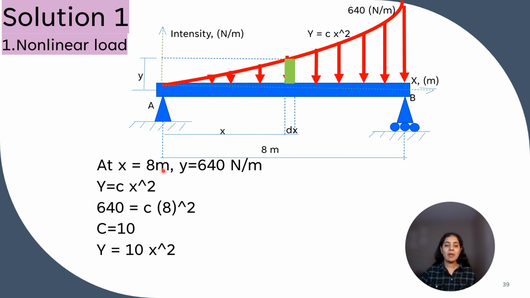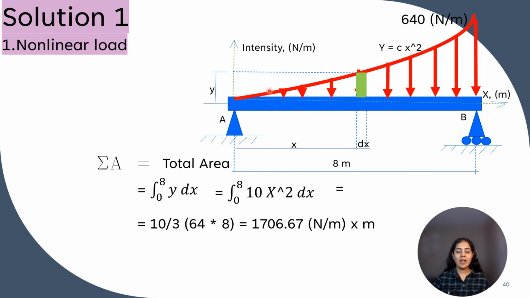As we have considered this strip of length dx at a distance x from support A, now we will apply this equation at x is equal to 8, that is at B. The intensity y is 640 Newton per meter. It is given. So after putting those values in the equation of load, we get the value of C is equal to 10. So the equation becomes y is equal to 10x square.